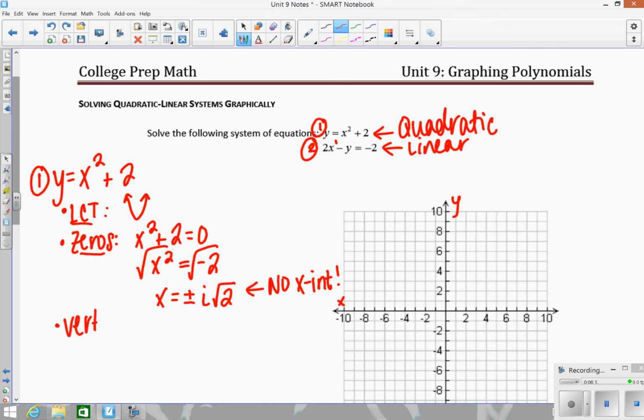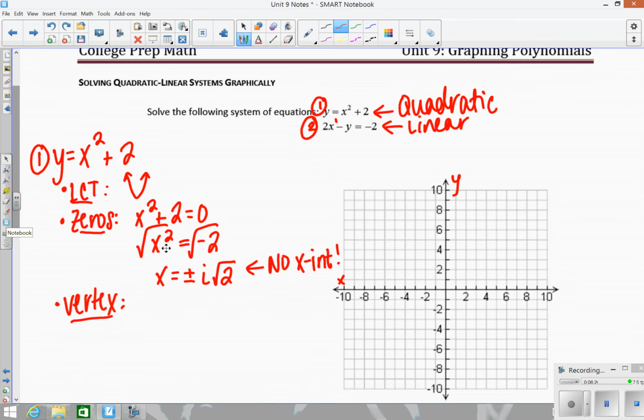The vertex is my next step, because remember, the vertex is the point that's going to be in the middle. In order to find the vertex, last time we looked at, if you find the zeros, let's say the zeros were 0 and 2, I know the vertex would have to occur at 1, because the vertex is always in between the two zeros. However, when you have these imaginary zeros, it's not as easy to figure out the vertex using those zeros. So what we're going to do instead is take this equation and get it into vertex form.